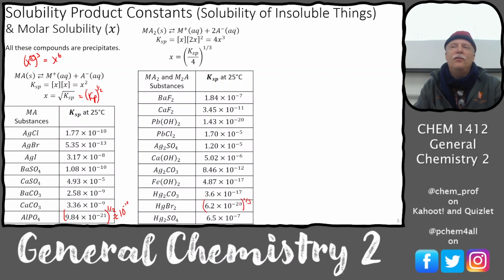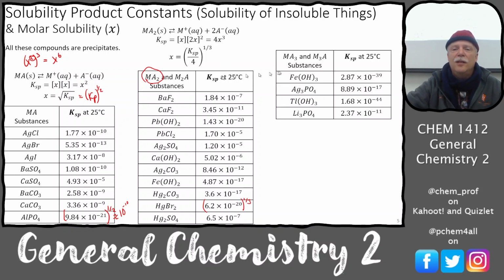So 1/3 of 20 is about 7, so 10 to the minus 7, whereas this one, 1/2 of 21 is around 10 to the minus 10. So you have to know what kind of substance you're doing if you're going to compare KSPs for your estimates. And we'll do one for silver. We'll do it 3 different ways, and we'll see how what we might predict from the KSPs would be wrong if we don't take into account the substances.